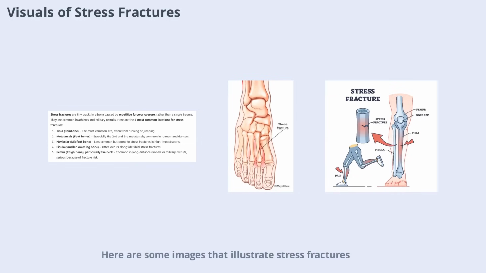Here are some images that illustrate stress fractures. You'll notice small cracks or lines within the bone, which are the result of accumulated microdamage. These fractures can be tricky to diagnose because they often start as minor pain or discomfort and worsen over time. Early detection and rest are key to preventing more serious injury. Now, let's look at some other types of bone fractures you might encounter.